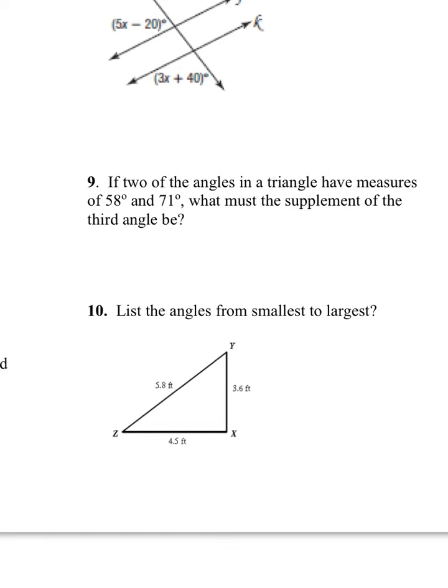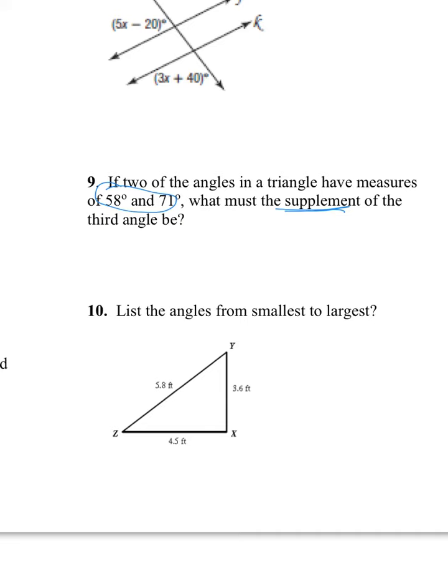All right, question number 9. If two angles in a triangle have measures of 58 and 71, what must be the supplement of the third angle? So this is not just simply asking what is the third angle in the triangle, because that's easy. Most of y'all know you would add 58 and 71 and subtract from 180. But this wants the supplement. A supplement adds up to 180. So if you think about it, these two numbers, 58 and 71, they have to make 180 with the third number. And we're looking for the supplement of the third number.